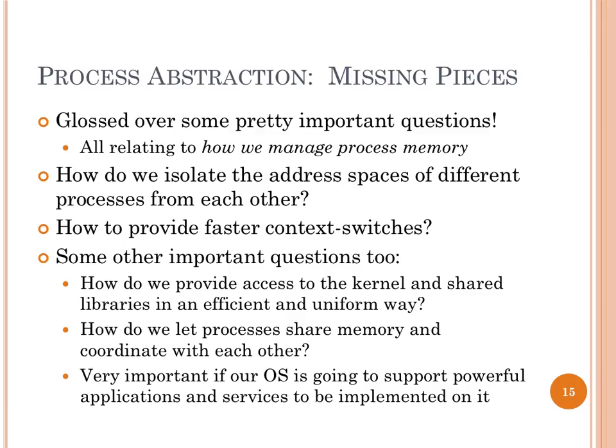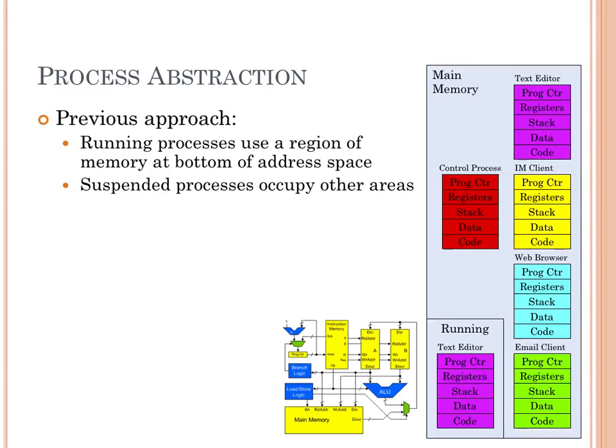Here are some other questions that we could ask ourselves if we want to have an OS that's cool. How do we provide access to the kernel and shared libraries in an efficient and uniform way? Like libc. You guys have been using libc all term, whether you know it or not. That has to be loaded into memory for every one of your programs. Why duplicate the memory usage for every one of the programs using it, since virtually all programs use it? How do we let processes share memory and coordinate with each other? Those are some examples. We'll even have other questions that we'd like to ask as well.